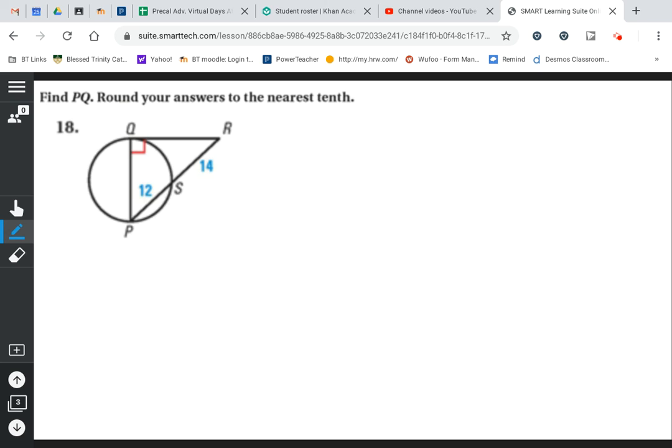All right, the next one was number 18. And it said to find PQ. So we are trying to find PQ here, and we want to round our answer to the nearest tenth. So we will require a calculator at this point. Again, we see here we have a secant and a tangent.